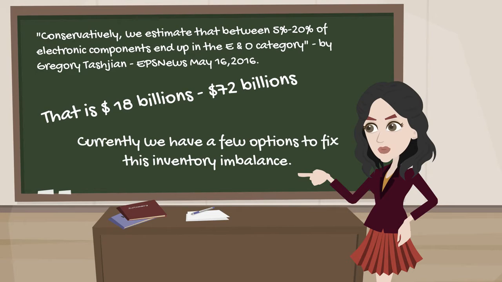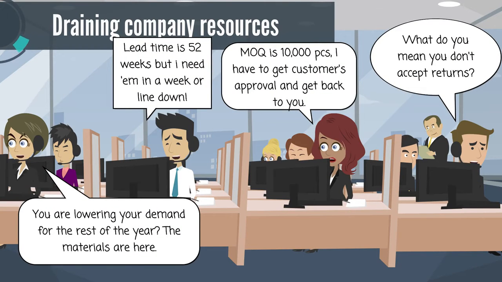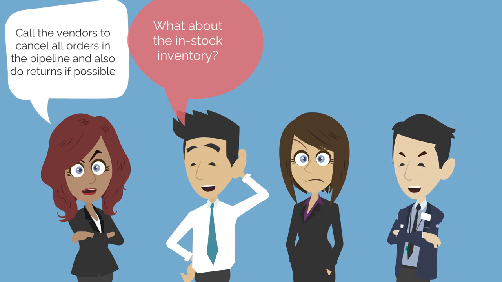The current methods to address the E&O problem are short-term bandage fixes and not actually a long-term solution. Demand forecast inaccuracy, longer and longer lead times, and minimum order requirements all contribute to exacerbating the E&O problem. Dealing with this problem and the resulting cancellation and return request disputes between customers and suppliers drain company resources. In the next few years, these problems will become even worse.